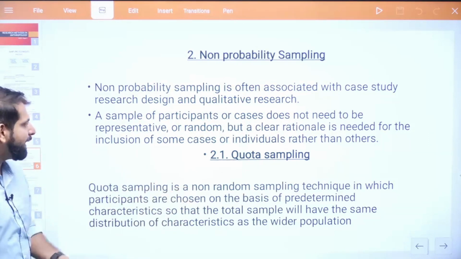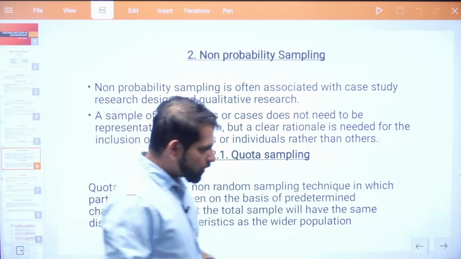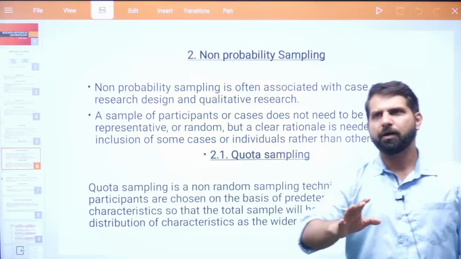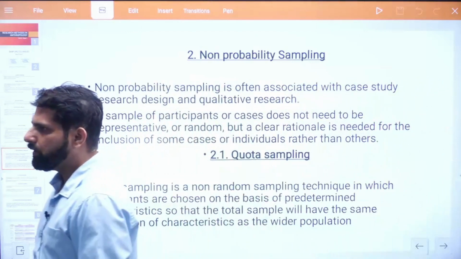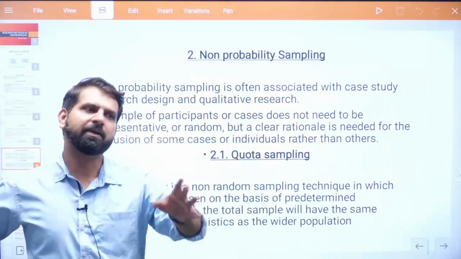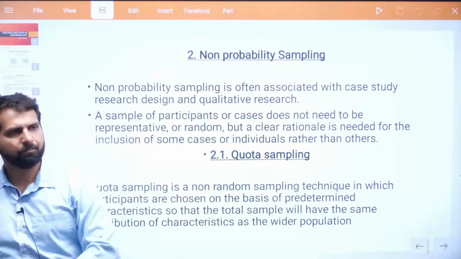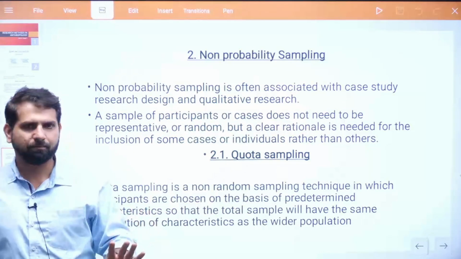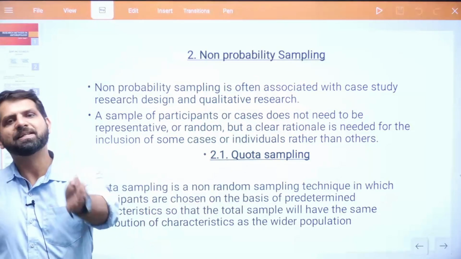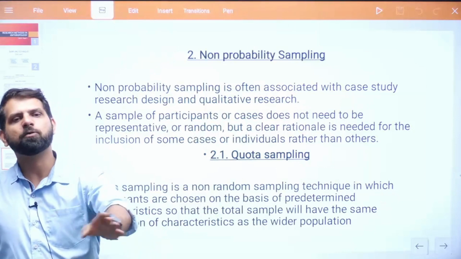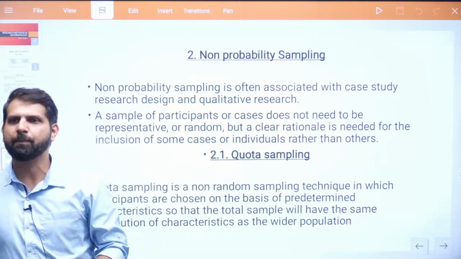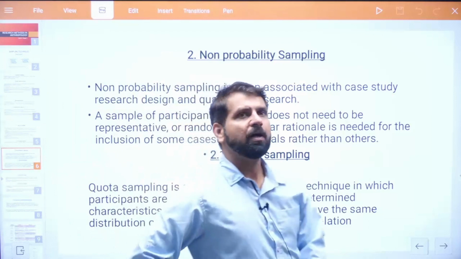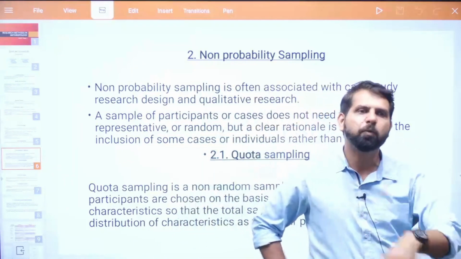Participants are chosen on the basis of predetermined characteristics, just like in stratified sampling. For example, you want to study the perspective of individuals from scheduled castes who are giving the UPSC examination, or scheduled tribes, or OBCs, or EWS. You have predetermined characteristics, or you only want to study females from the ST community, or females from the EWS community and their perspective towards the examination. So you have a predefined quota for that. It all depends upon the feasibility, how much sample you are able to get.